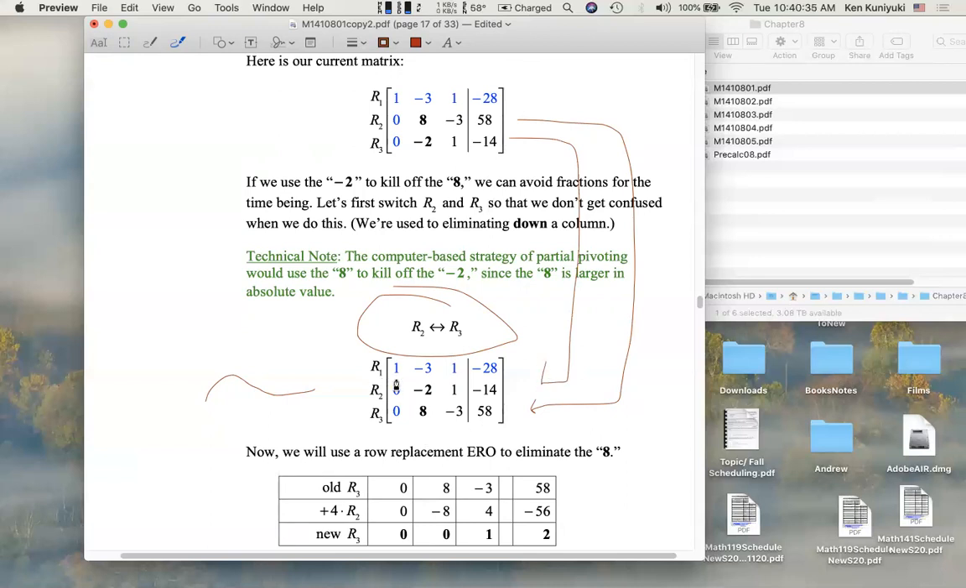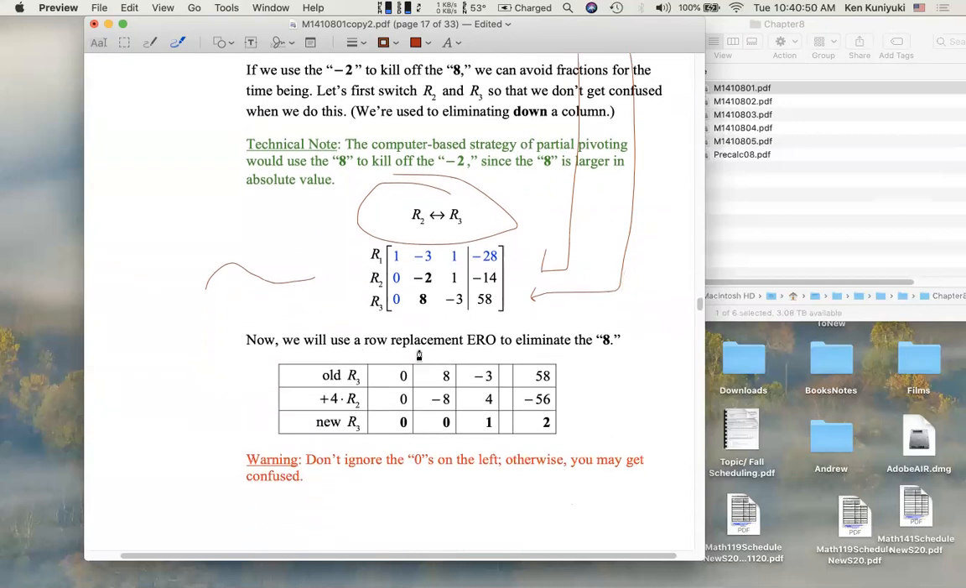Row 1, we keep the 1, -3, 1, -28. The old row 3 is the new row 2. So we get 0, -2, 1, -14. The old row 2 is the new row 3: 0, 8, -3, 58. Now we'll use a row replacement ERO to eliminate the 8. Row replacement is another way of saying the addition elimination method. We're going to use the -2 to knock out the 8, make it a 0.